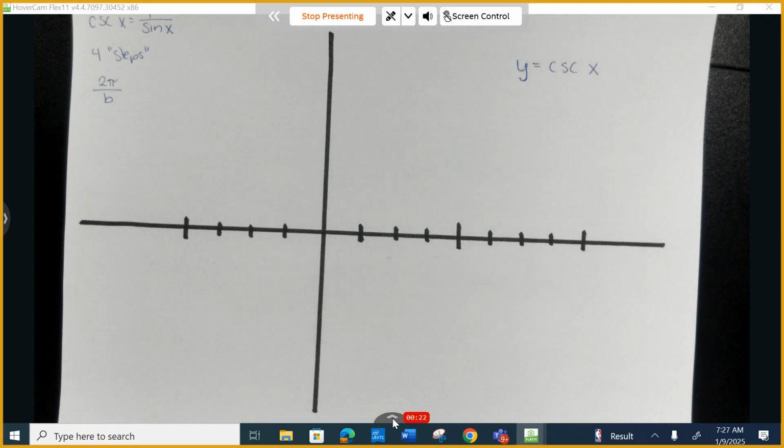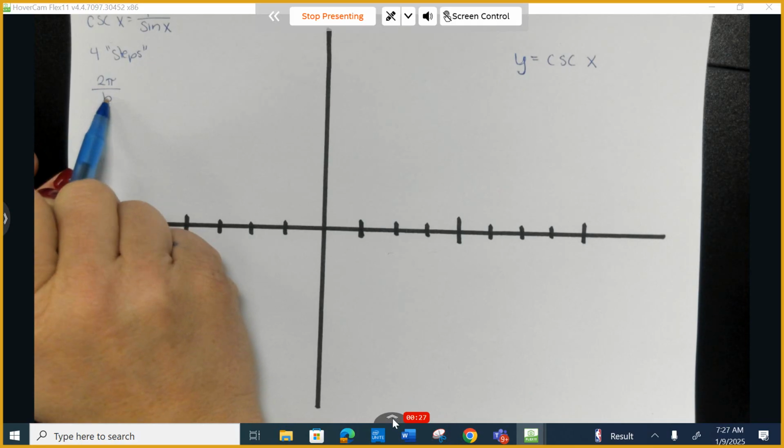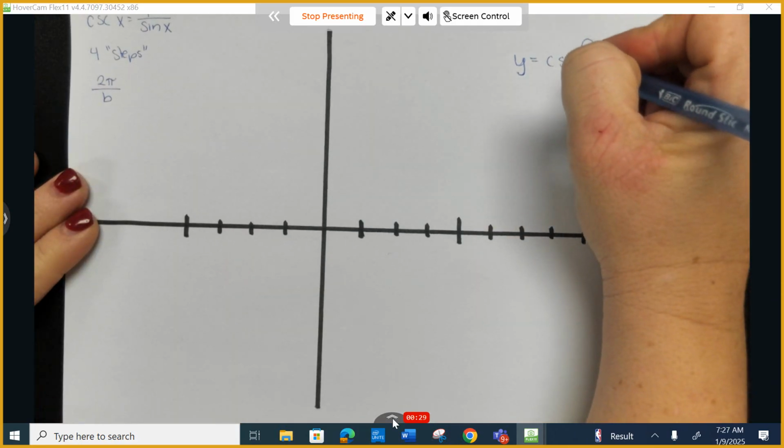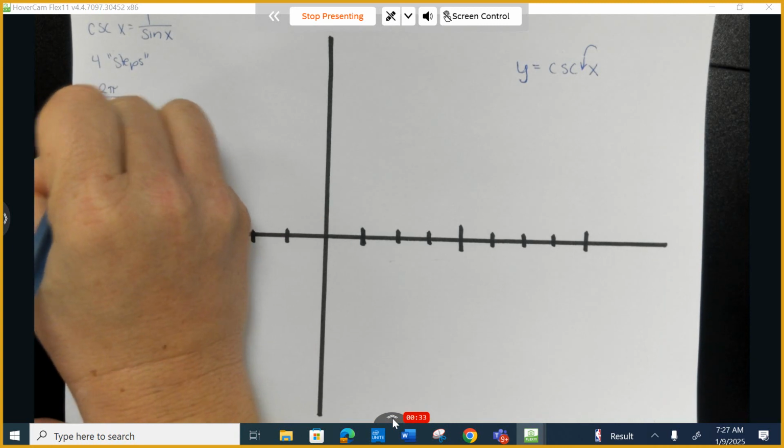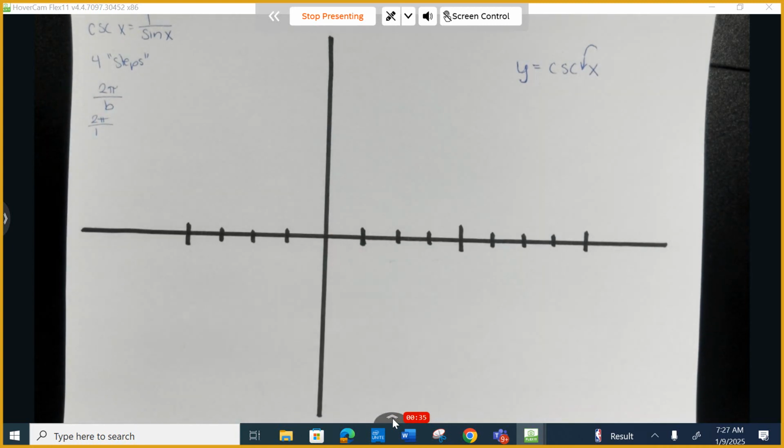All right, so the first thing we're going to figure out is the period length for this. So I want to take 2 pi and divide by whatever is directly in front of x, and the number in front is a 1. So I'm going to take 2 pi and divide by 1. That tells me that the period length is simply 2 pi.